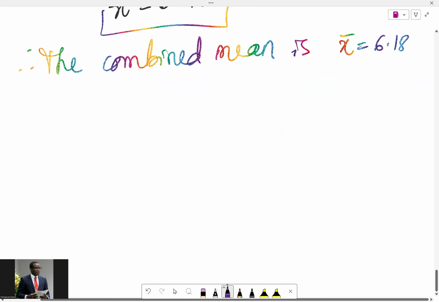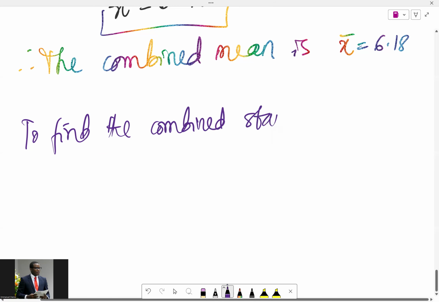Okay, so the next thing we want to do is to find the standard deviation for the combined sets S1 and S2. Interestingly, instead of having to do it from scratch, we can just use the values we already have. So let's see how that works. To find the combined standard deviation.